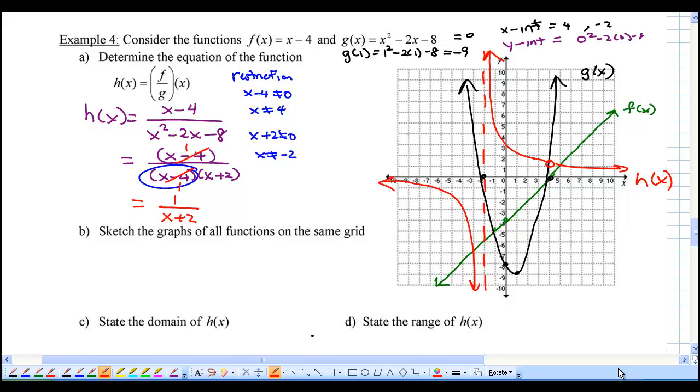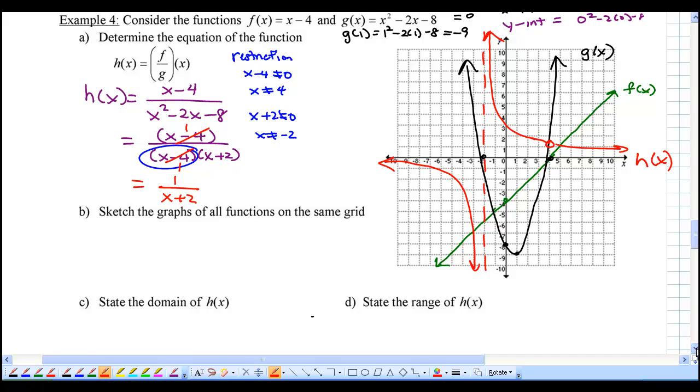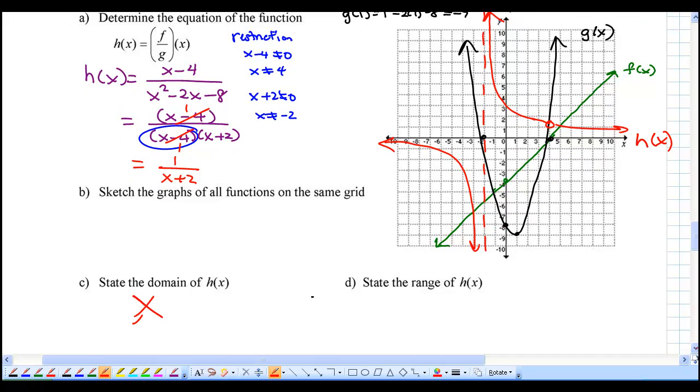State the domain. Well, once again, we've done that already. That's just a restriction. So remember, domain is x cannot be equal to 4 or -2. But then everything else after that is okay. So all real numbers after that. The range in this case, well, this function seems to get closer and closer to 0 on both sides, but not touching 0. So y can't be equal to 0. And by the way, you can always check this by using your calculator.